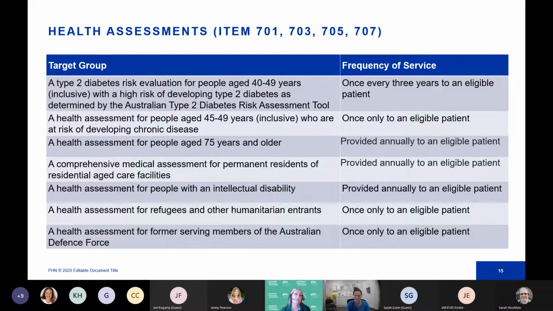Then you have your 75-year-old health assessment and a comprehensive medical assessment that's done in residential aged care facilities. They're annual ones. And you've also got an intellectual disability assessment, the refugee assessment, and also the former serving members of the Australian Defence Force. So they're all eligible for eligible patients annually. Sorry, I've rephrased that. The refugee and Defence Force ones are once only, but the others are all annual.